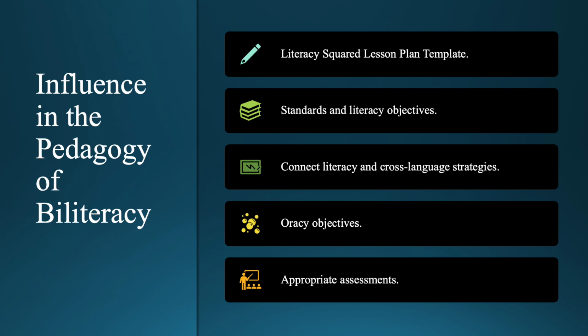Influence in the pedagogy of biliteracy. It is also important to use the Literacy Square lesson plan template to better prepare the lessons for biliteracy. Standards and literacy objectives are also necessary. It is important to connect literacy and cross-language strategies. ROC objectives are also very important. And it is important for teachers to plan for appropriate assessments in either English or Spanish.